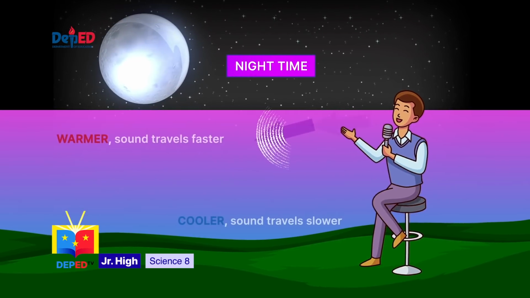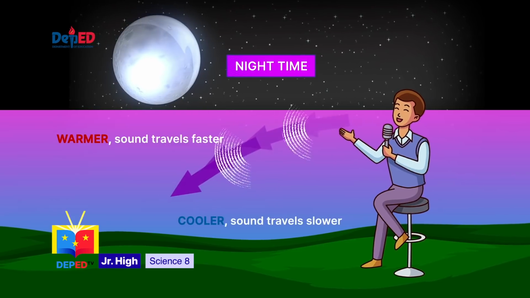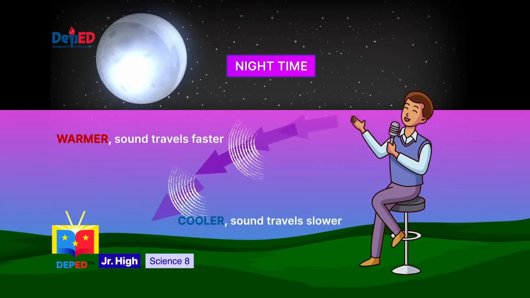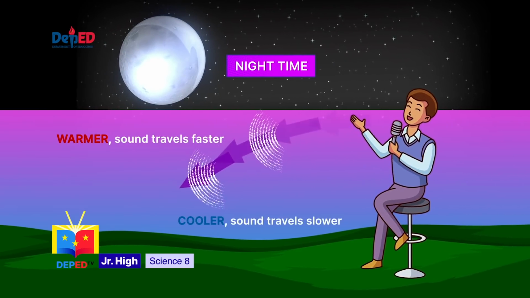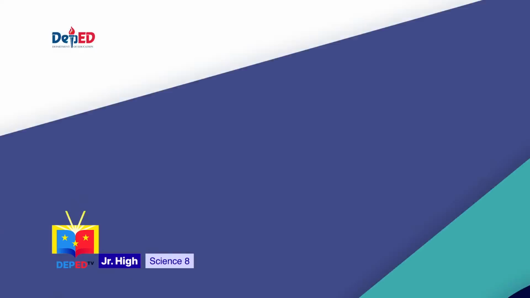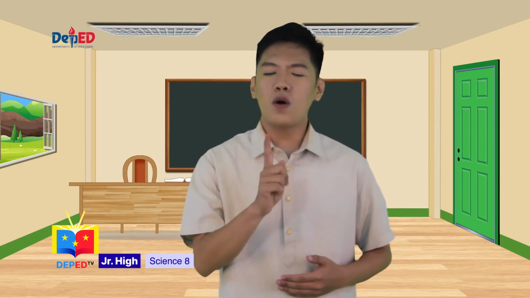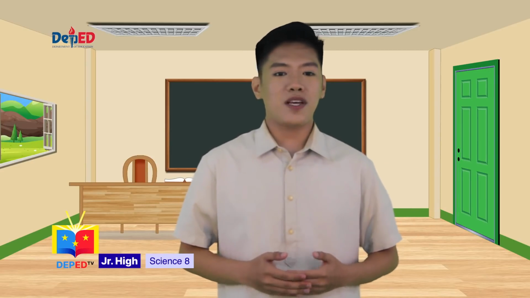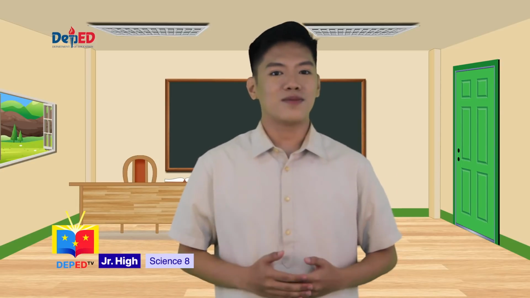On the other hand, during nighttime, the Earth's surface is cooler and the layer of air immediately above it is also cooler. As a result, sound travels faster at the higher altitude and is refracted or bent towards the ground. To answer why concerts, especially outdoor concerts, are held mostly during nighttime: the sound refracts towards the ground.